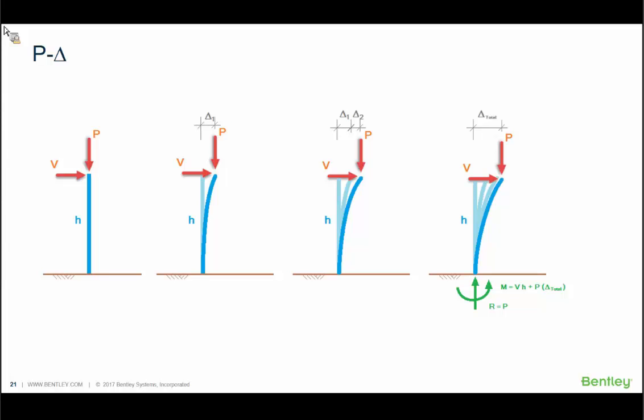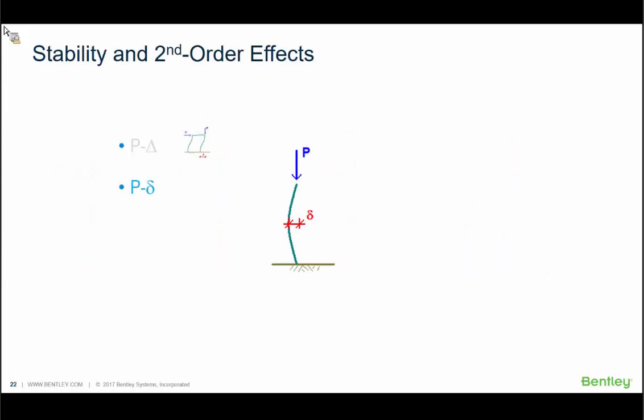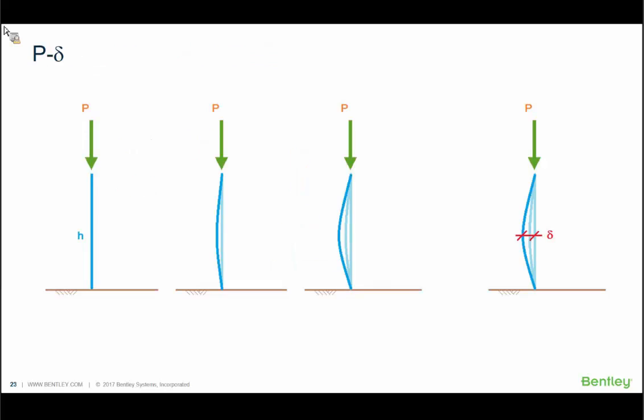It's the effect that we've been discussing up till now with the example of that simple column in which the vertical load P acts on the displaced shape. This is what we call large P-delta. Small P-delta is the effect on a member of an axial load acting on that deflected member. Similar to our discussion on large P-delta, consider a member axially loaded.